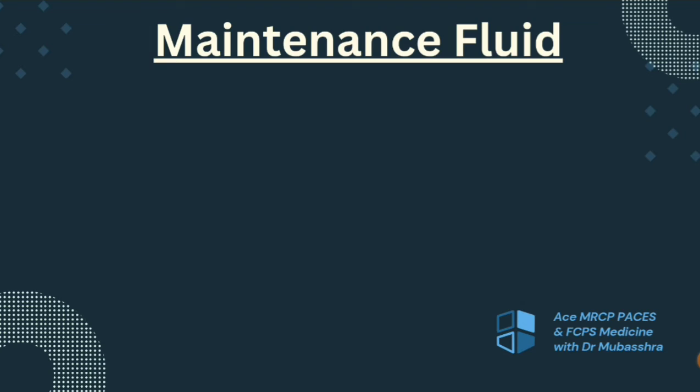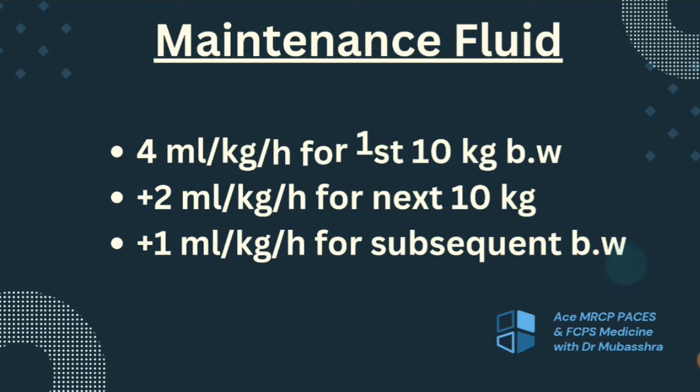Now let's discuss the maintenance fluids. They are given at the rate of 4 ml per kg per hour for the first 10 kg body weight, then add 2 ml per kg per hour for the next 10 kg, plus 1 ml per kg per hour for subsequent body weight.